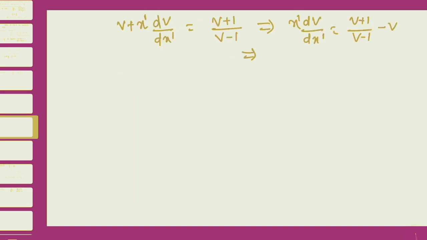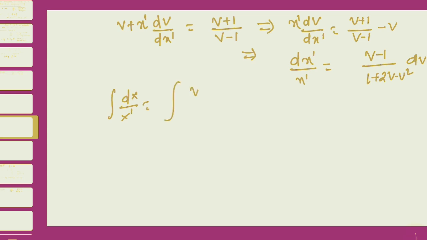So we can say that dx'/x' = (v - 1)/(1 + 2v - v²) dv. Okay, we will integrate both sides. So after integrating we will get the integral of (v - 1)/(1 + 2v - v²) dv. How can we solve this integration?